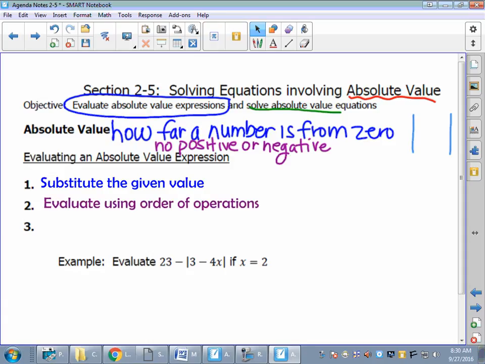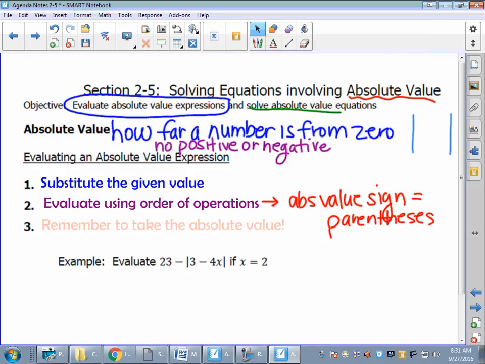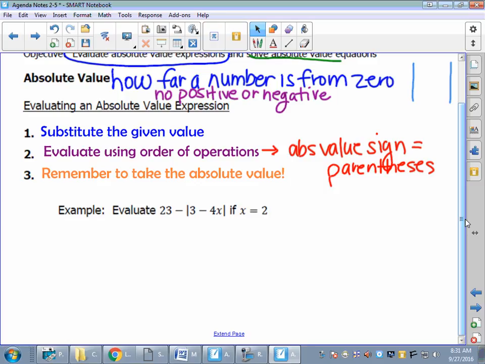We're going to evaluate using order of operations, and I want to make a note: absolute value sign equals the same as parentheses. And don't forget to take the absolute value when it tells you to. When we talked about the associative property, we talked about grouping symbols. Well, the absolute value sign is another grouping symbol besides parentheses.